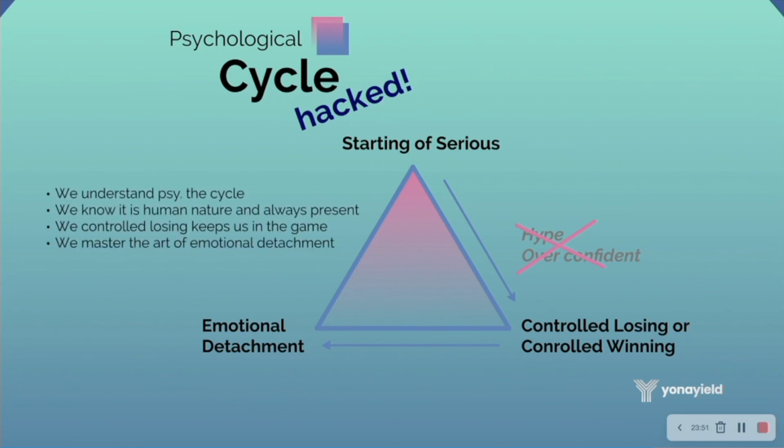All right, guys. And then last point, we understand the psychological cycle and we know it's always occurring. We know it's human nature and always present. We control losing, and this keeps us in the game. And we do control losses, yeah, and we master the art of detachment, this right here, okay? And this is the hack of the psychological cycle.